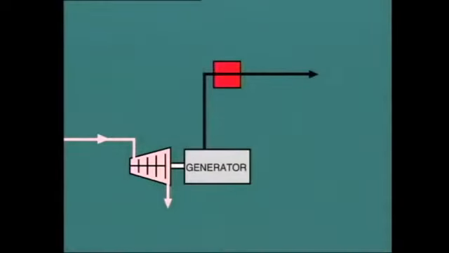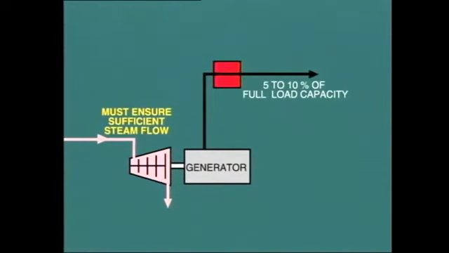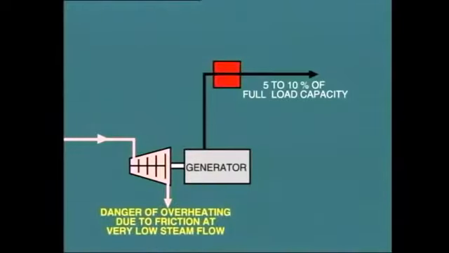When the machine is first synchronized, it should be loaded immediately to its established minimum load, usually 5 or even 10% of full load capacity. One reason for this is to make sure that there is sufficient steam flow to keep the low-pressure blades from overheating. At very low steam flow, there exists a real danger of overheating due to friction and consequent damage to the very large LP blades.